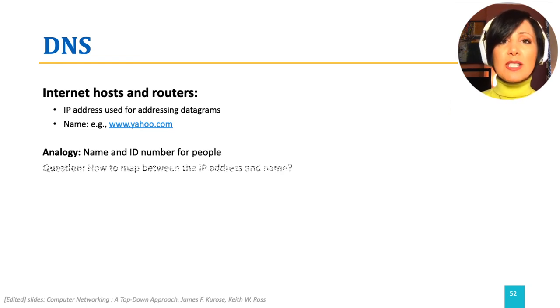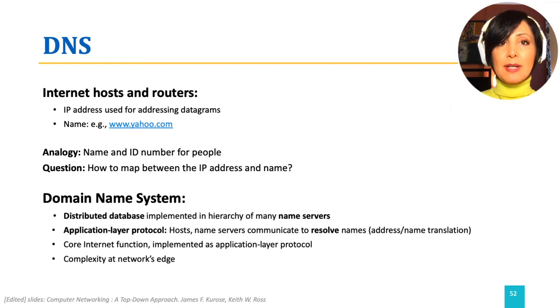However, when we use google.com and yahoo.com as hosts we want to reach, these names have to be mapped to their IP address so that our datagrams could reach them. The primary function of DNS, or Domain Name System, is to do the mapping between host names and IP addresses. DNS is a distributed database implemented using a hierarchy of many name servers communicating with each other to map host names and IP addresses. It is an application layer protocol that provides a network layer functionality. As you will see in the discussion shortly, the complexity of this protocol is at the network's edge.